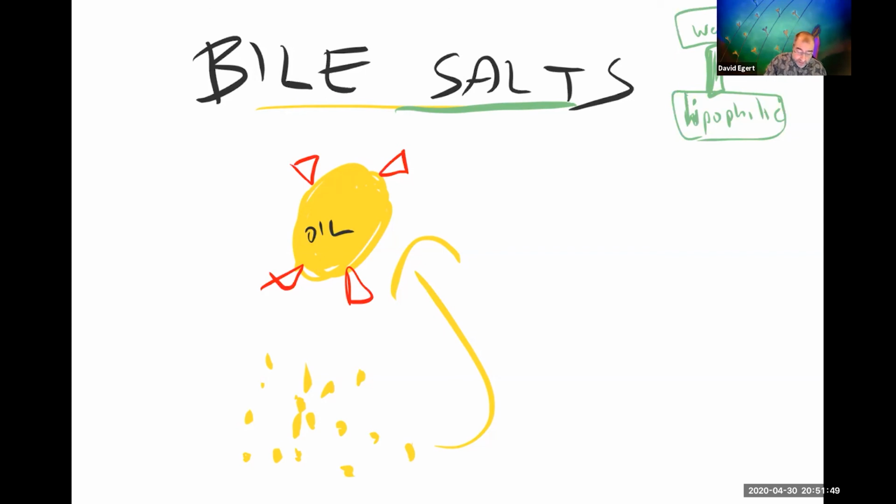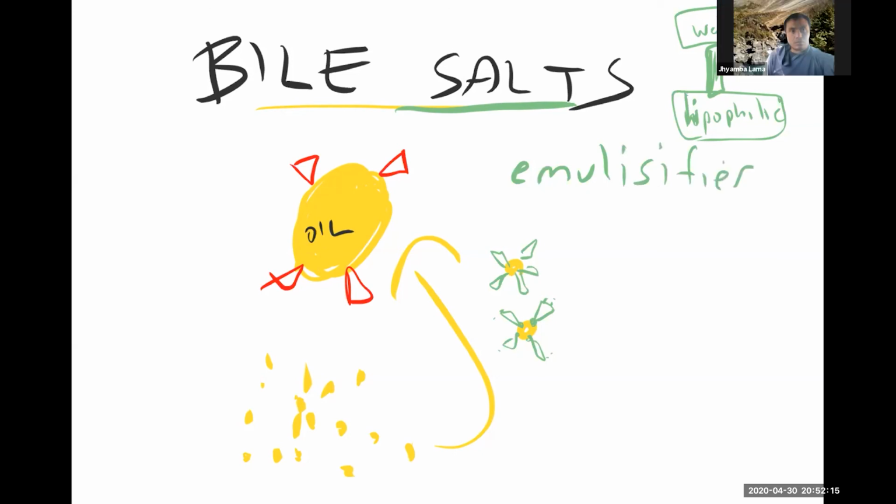So whenever you get a little droplet, the bile kind of gets in there. The lipophilic, the fat-loving part goes towards the fat drop. The water-loving part goes out towards the water. And that isolates this droplet so it can stay intact as an independent little droplet. So we call this an emulsifier. It doesn't actually break the fat down, but it keeps it from regrouping back into one big blob.